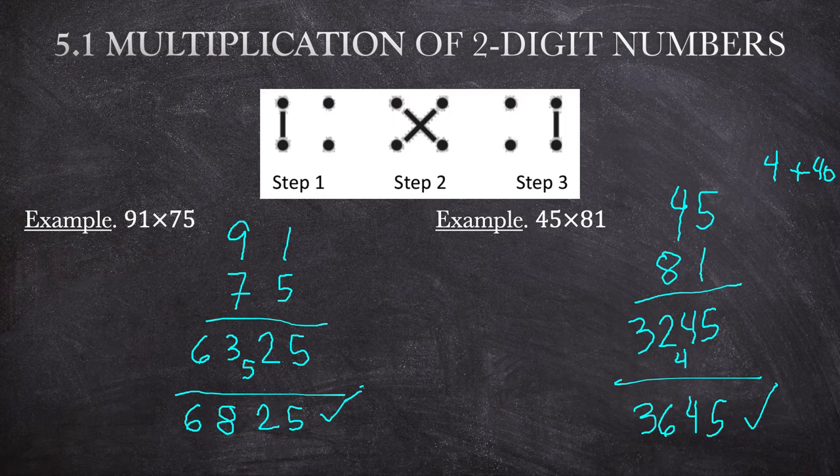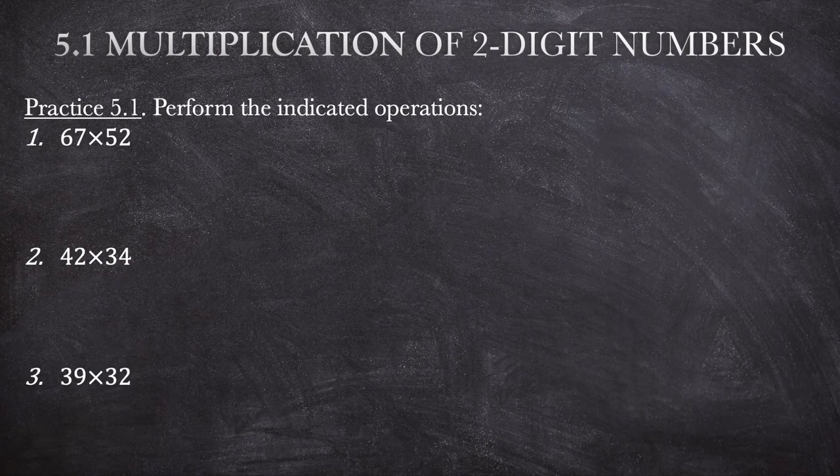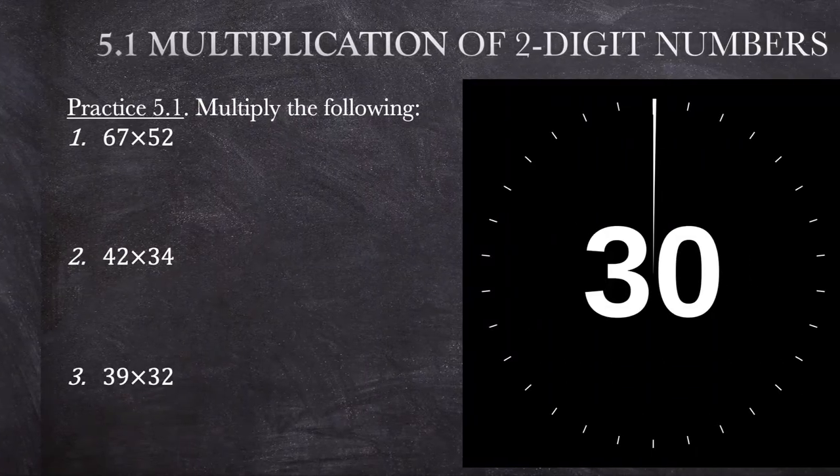Okay, hopefully you got the hang of it, and I'm going to give you a practice in the next part. So this is going to be worth 30 seconds. Perform the indicated operations, making use of vertically and crosswise. So we have 1, 2, and 3. So you may pause the video if you want. 30 seconds starts now.